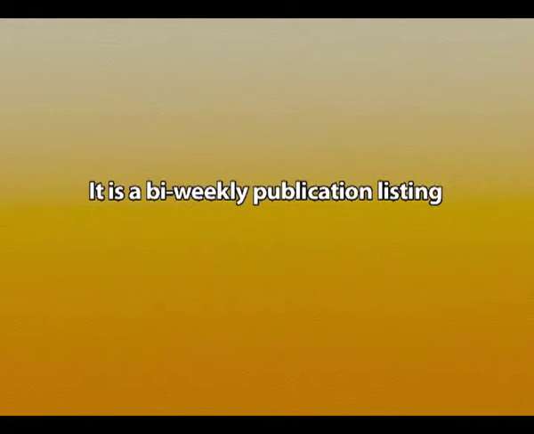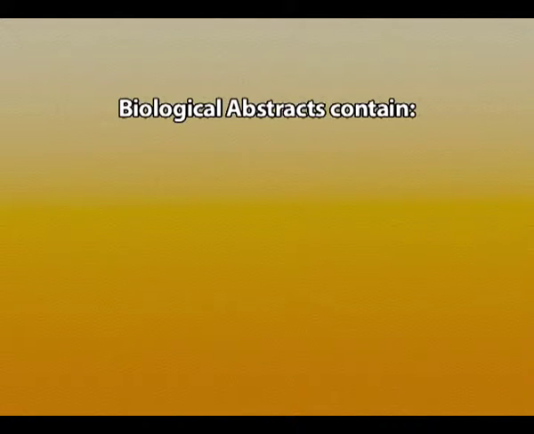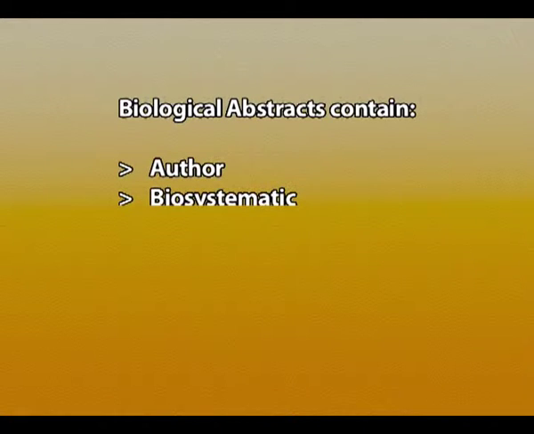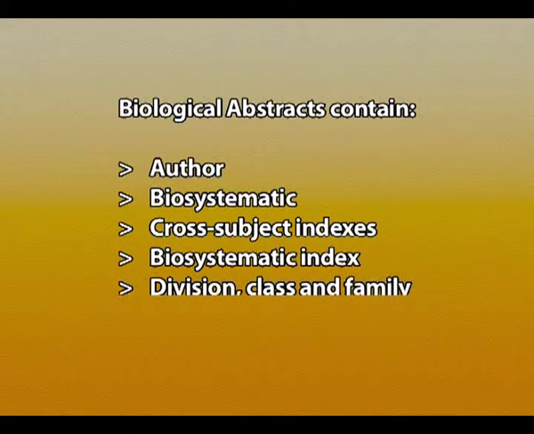It's a bi-weekly publication listing abstracts of papers appearing in scientific journals. Each issue of Biological Abstracts contains author, biosystematic and cross-subject indexes, as well as biosystematic index arranged by division, class and family. The second bibliographic aid is by the name of Regnum Vegetabile.